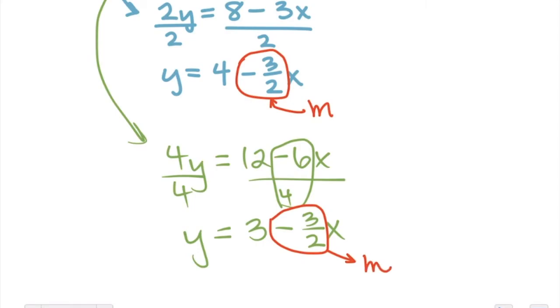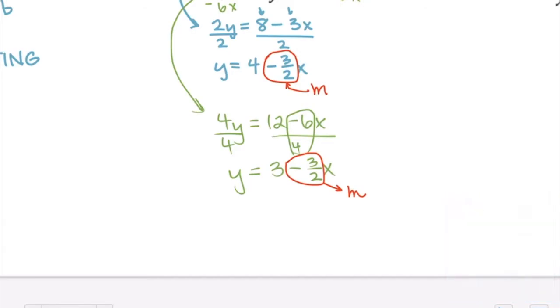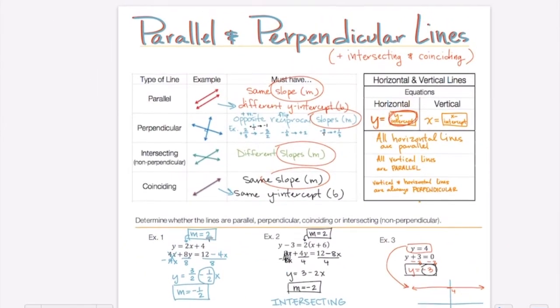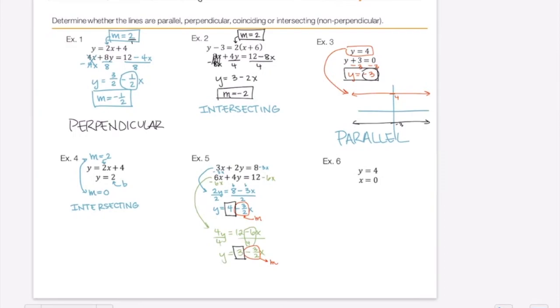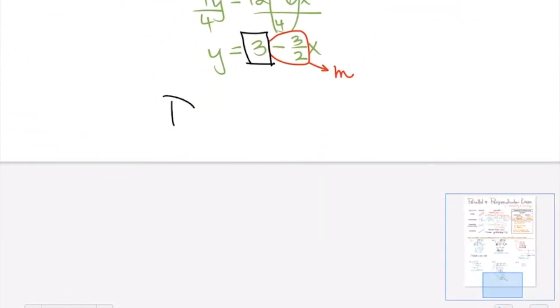But for parallel lines, you've got to check one more thing, and that's that the y-intercepts are different. And here, for the first line, we've got a y-intercept of 4, and for the second line, we've got a y-intercept of 3. So we do, in fact, have a situation where the two lines have the same slope, but a different y-intercept. So we are dealing now with parallel lines.